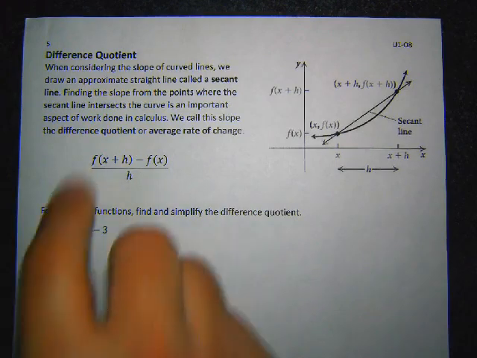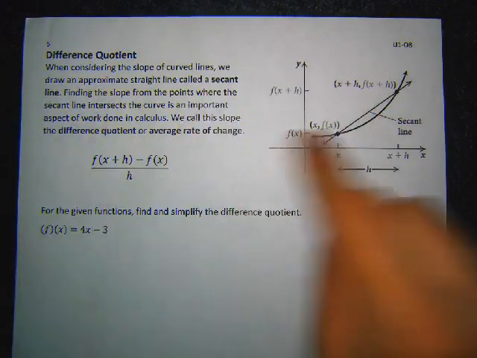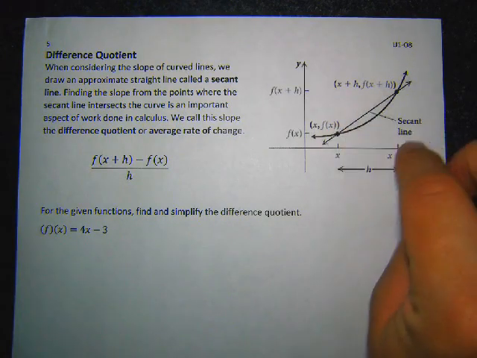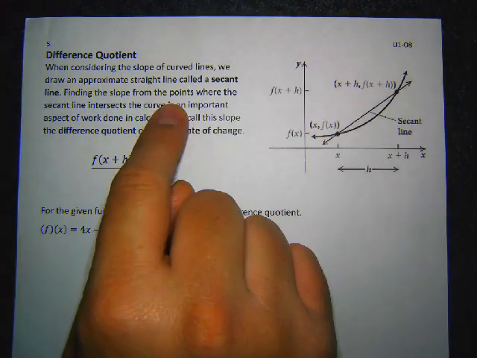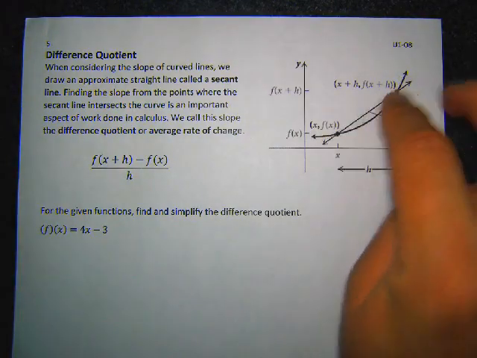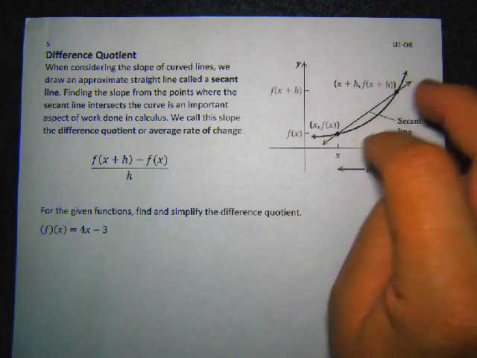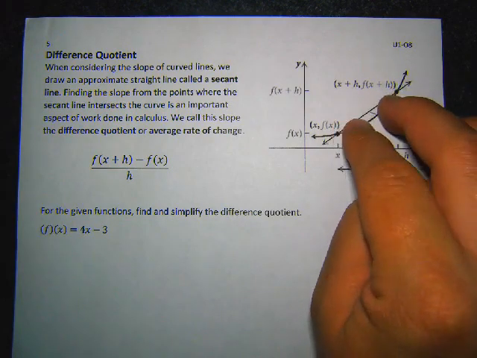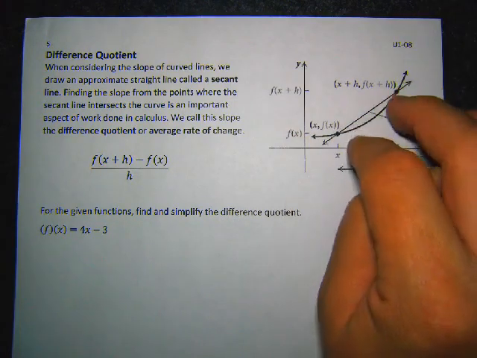Okay, so if you're looking at the slope of a curved line, we can draw a line called a secant line. A secant line is a line that crosses at 2 points like this. This would be called a secant line. Finding the slope of that line, from the points where the secant line intersects, is a good part of calculus. And what we do in calculus is try to make this line get smaller and smaller, the points get closer and closer together, and that helps us find the slope of the curved line. That's what we work on.